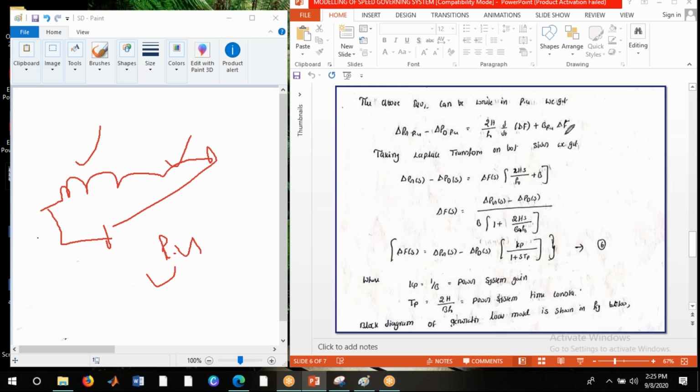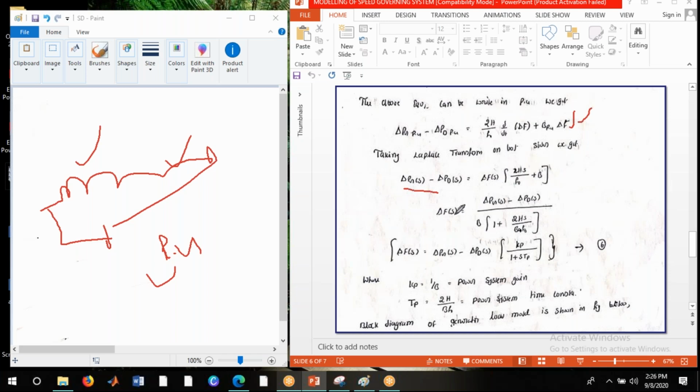So this is the equation we obtained in terms of per unit value. Now if we apply the Laplace transform to the above equation, what will you get? Delta Pg of s minus delta Pd of s equals delta f of s taken common, into 2H by f naught. Here the Laplace transform of the first order differentiation gives s plus D, right?